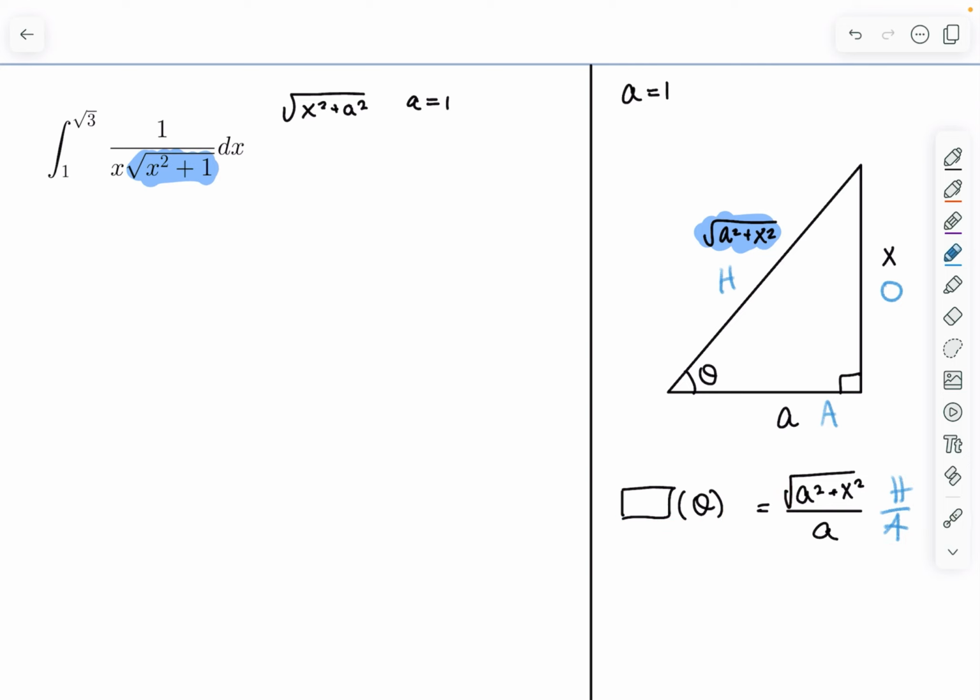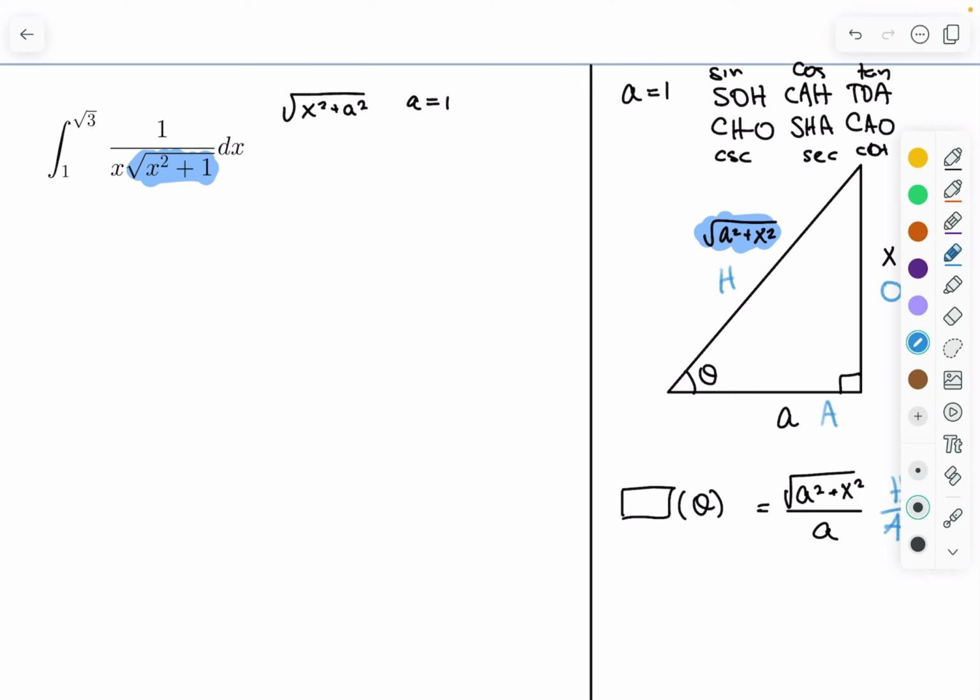So to do that, I bring up my SOHCAHTOA, and I ask myself, which one gives me h over a? Well, none of these are h over a, but you have to remember that there are inverses. If this is sine, and this is cosine, and this is tangent, then we know that this is cosecant, this is secant, and this is cotangent. I like to remember it this way: the C and the S's are crossed. So this is really the following, and what gives me h over a is secant. So now I know that secant of theta is going to give me h over a.